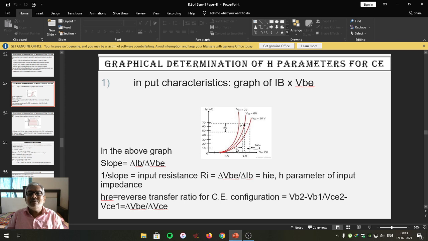Draw a line perpendicular to the x-axis like this. You will get here two values of VBE. Say this is VCE1, this is VCE2. Next, here is VBE2 and VBE1. You have VBE1, VBE2, VCE1, VCE2. By knowing these values from the graph, by definition it is the ratio of input voltage upon output voltage. So that's how we can say it is VBE2 minus VBE1 upon VCE2 minus VCE1.